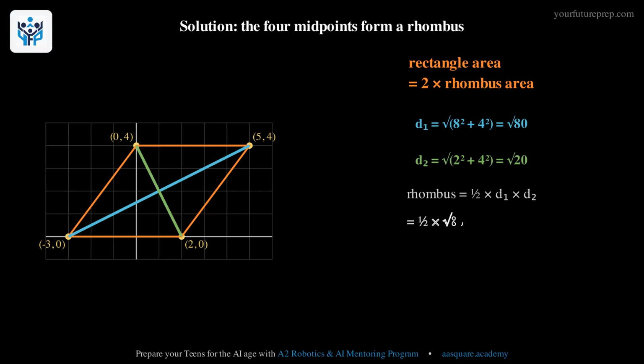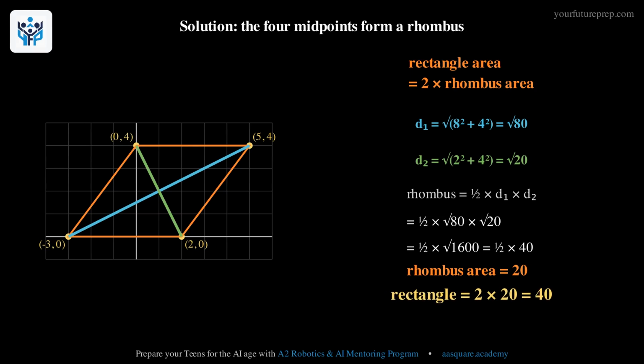A rhombus's area is 1/2 times the product of its diagonals. That is 1/2 times root 80 times root 20. Root 80 times root 20 is the square root of 1600, which is 40. So the rhombus area is 1/2 of 40, which is 20.